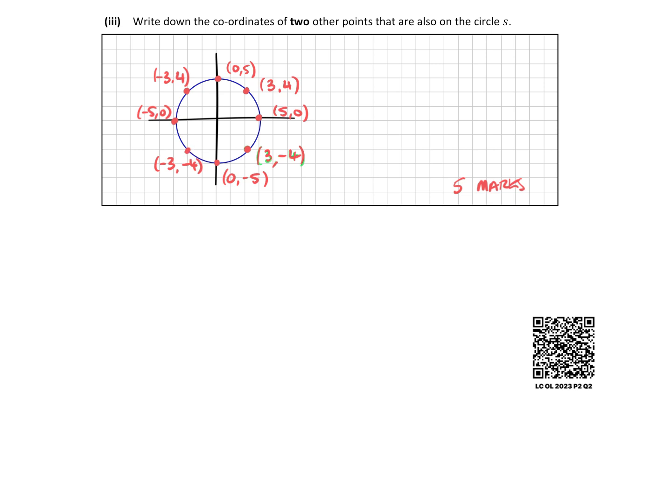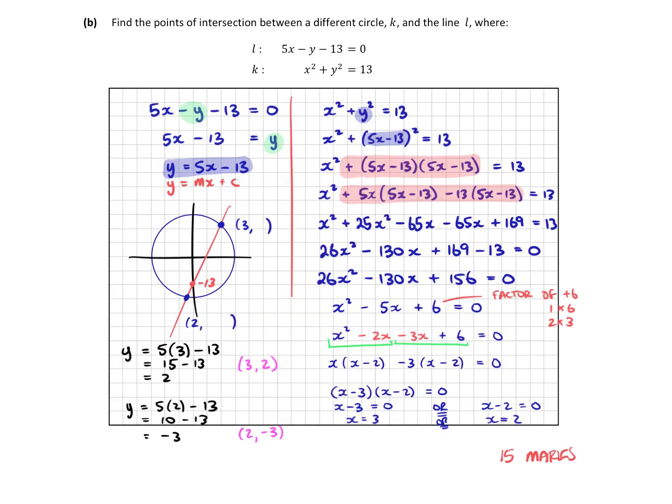Okay, so any of those points would have worked. If you use trial and error and use points that did work, you still got full marks, and that was 5 marks for that question. That brings us on to the next part.